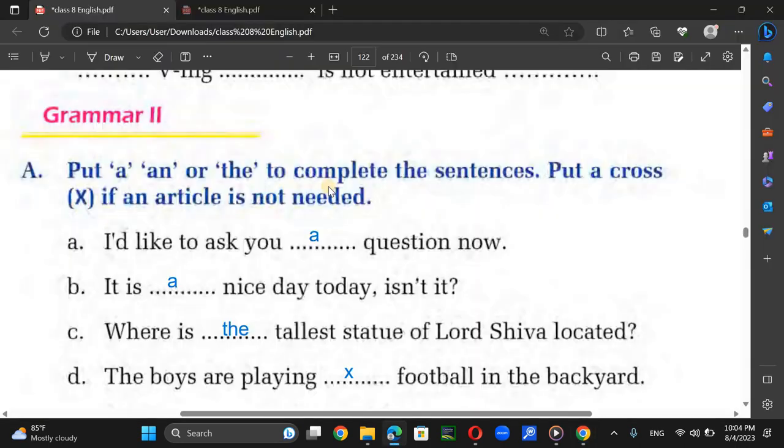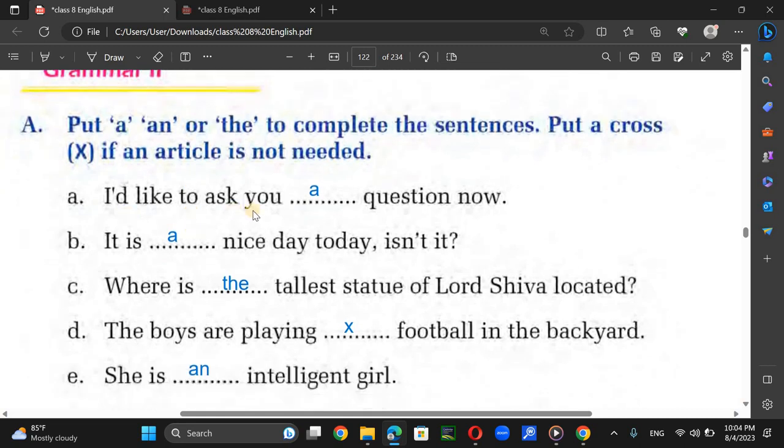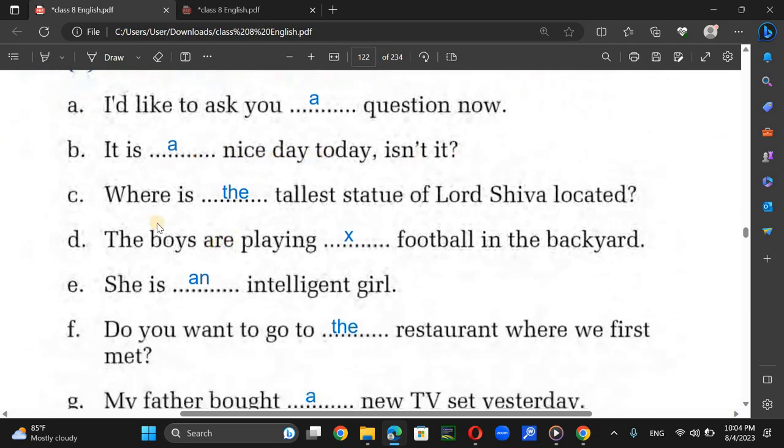Okay, now grammar. Look at the grammar. This is about the use of a, an, or the. This is about articles. So first one, I would like to ask you a question now. So here you have to use a. Second, it's a nice day today, isn't it? Or, first, second one. Where is the tallest statue of Lord Shiva located? So tallest. This is superlative form of adjective. So we should write the here.